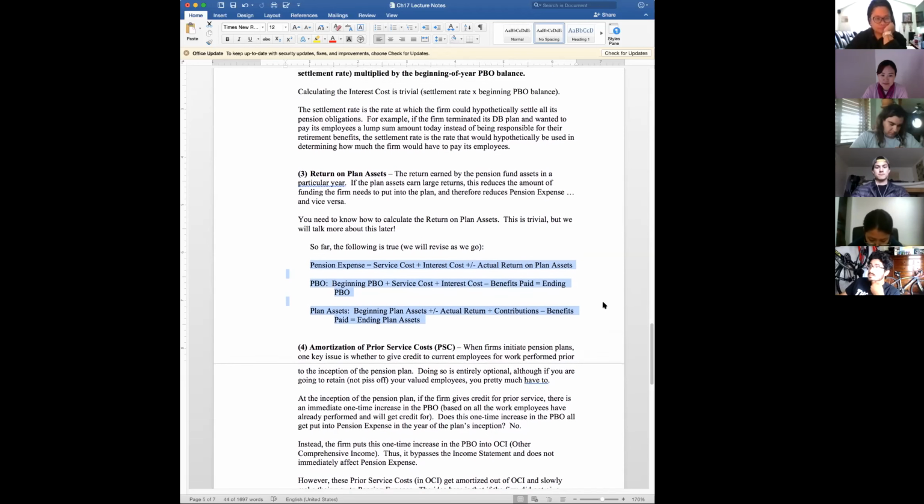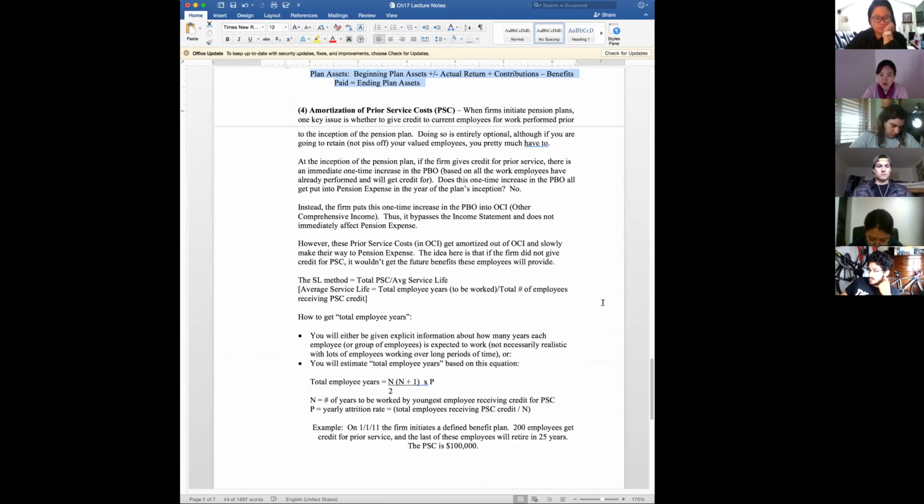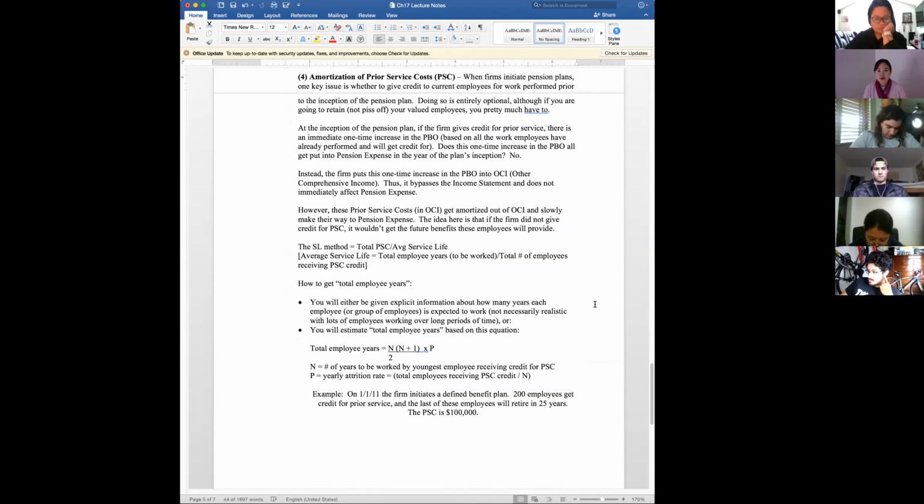We will add one more thing to these three things. One last thing is the amortization of prior service cost. So what is prior service cost? Sometimes companies don't have a defined benefit plan when they start the business. Maybe they can adopt a defined benefit plan after a couple of years.